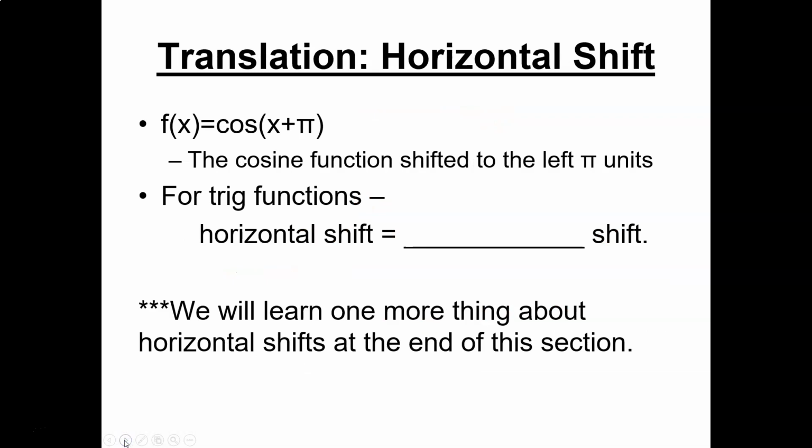All right. Horizontal shifts are going to have a little extra something about them. If we just have something like cosine of x plus pi, this would be the cosine function shifted to the left pi units. So it works the same, shifting left to right. It's going to be different if we have a change in the period. If there's a stretch or a shrink, it's going to be a little bit different. So for right now, we're just going to write down that a horizontal shift for trig functions is called a phase shift.